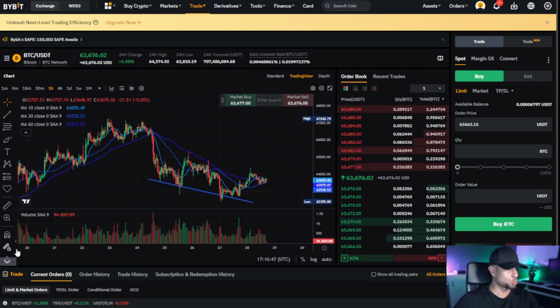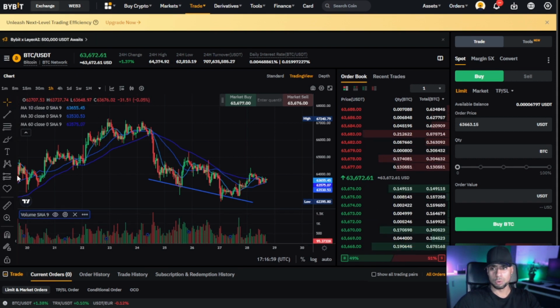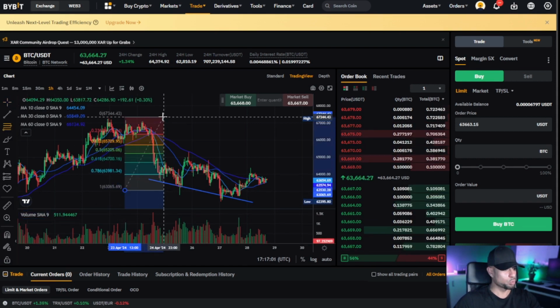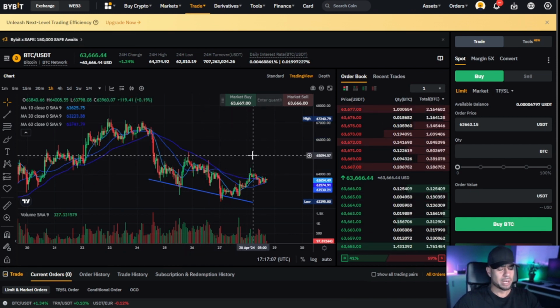If you don't see these tools, then it's because they're folded in. So you fold them out with this little button down here. Click it, tools fold out, perfect. Now you can do whatever you want to do here, all right? Just like in TradingView, for you guys that are familiar with TradingView.